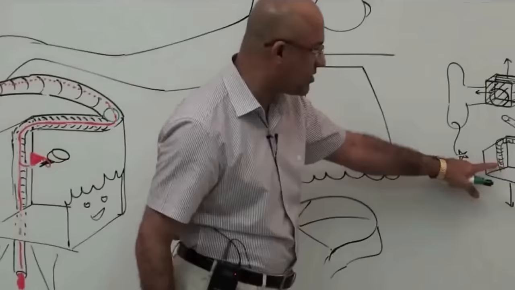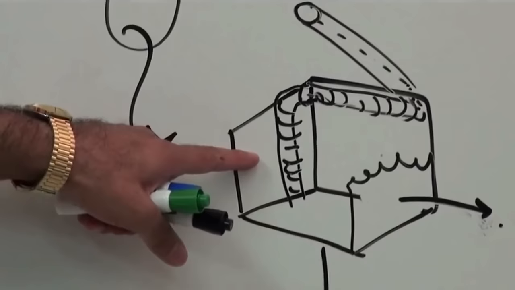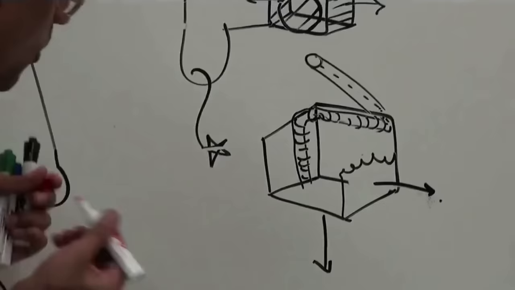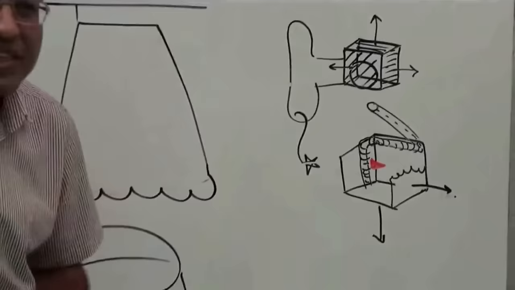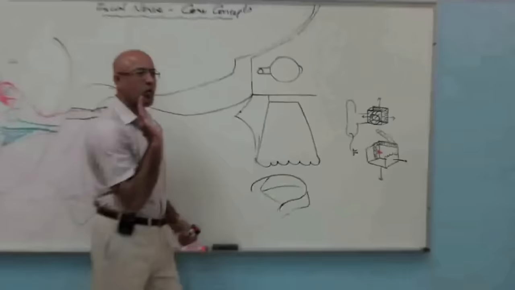So now, where exactly is this stapedius muscle? You remember, what is this wall, anterior or posterior? Posterior. Say it loudly, my friend. So in the posterior wall, there is a muscle which is coming forward like this. What is the name of this muscle? Stapedius.